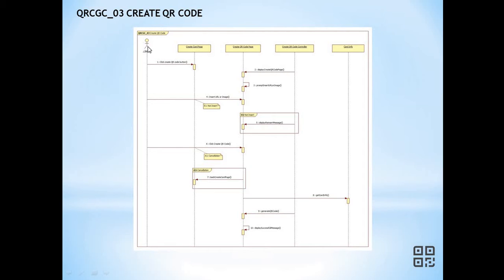So this one is create QR code. It is not the sender who creates the QR code, but the sender will click the QR code button at the create card page, and the create QR code page will display. So when a sender inserts the URL or image to create the QR code, the system will automatically generate the QR code here. So it will save it in the card info in the database.